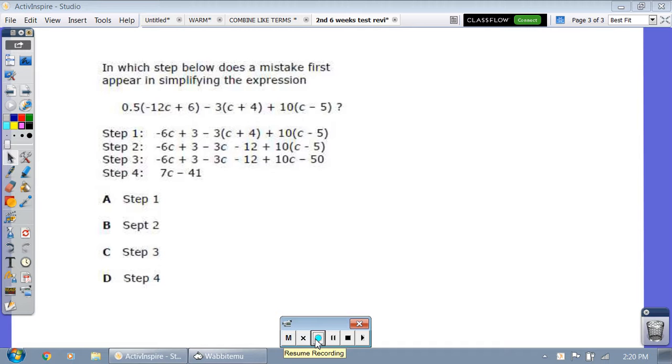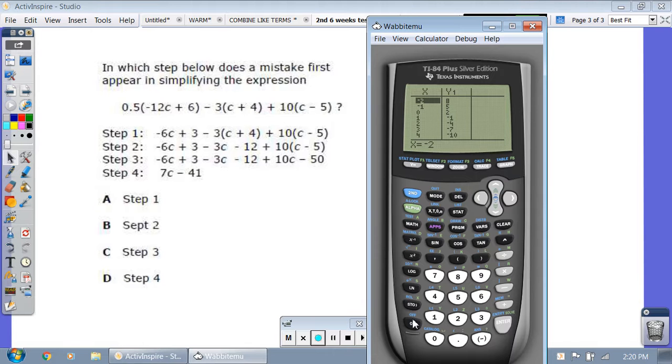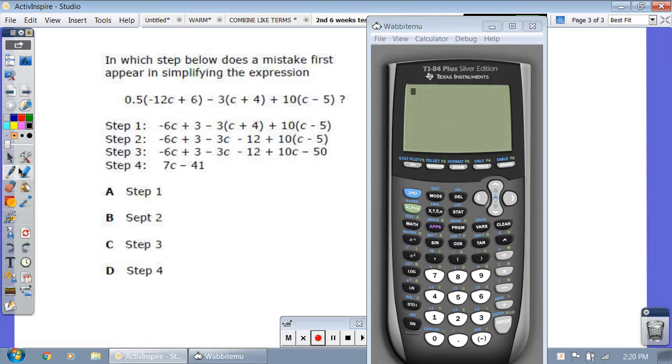And our last one. In which step below does a mistake first appear in simplifying the expression? If I were to actually do this, I would have to come over here. This is half. Anytime you multiply something by half, let's see what happens. We can actually do this on the calculator here. Watch what happens. We're going to distribute this decimal. It's okay to do that. 0.5 times negative 12. Notice I'm not putting the letter C because whatever the answer is, I know C is going to go with it. When I do that, I'm going to get negative 6C.